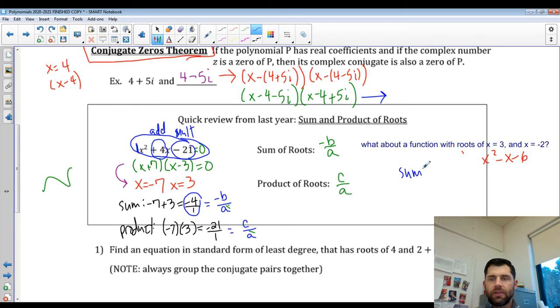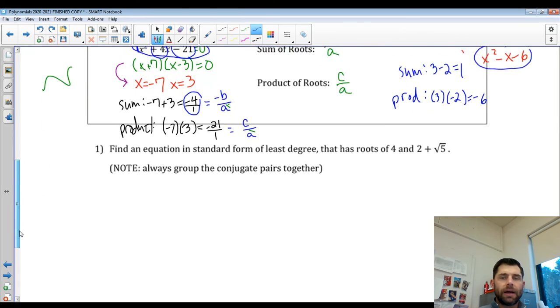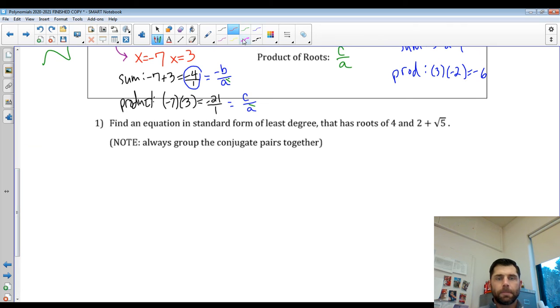the sum of these roots, 3 plus -2, is 1. The product of these roots, 3 times -2, is -6. So you can see I could take those values. The b value would be -1, which it is, and the c value would be -6, which it is. So it's a nice streamlined process when we're looking at a question like this.